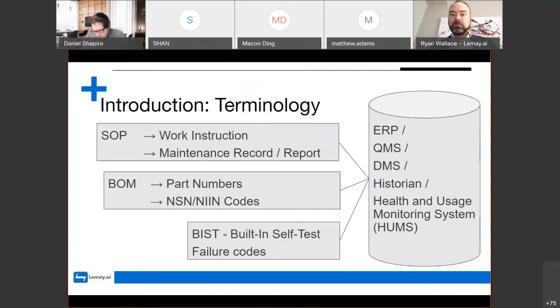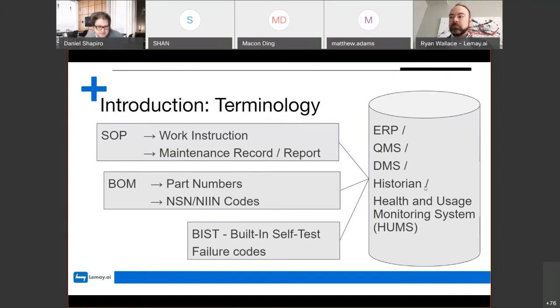different R&M teams call their data store different stuff. So on the right, you see there's ERP systems, quality management systems, document management systems. Sometimes they'll call the thing that's doing the recordings a historian. Then sometimes you have on-device monitoring, like a health and usage monitoring system. These are the systems that are aggregating the data that you want to use to make your predictions about what we think is going to go wrong.